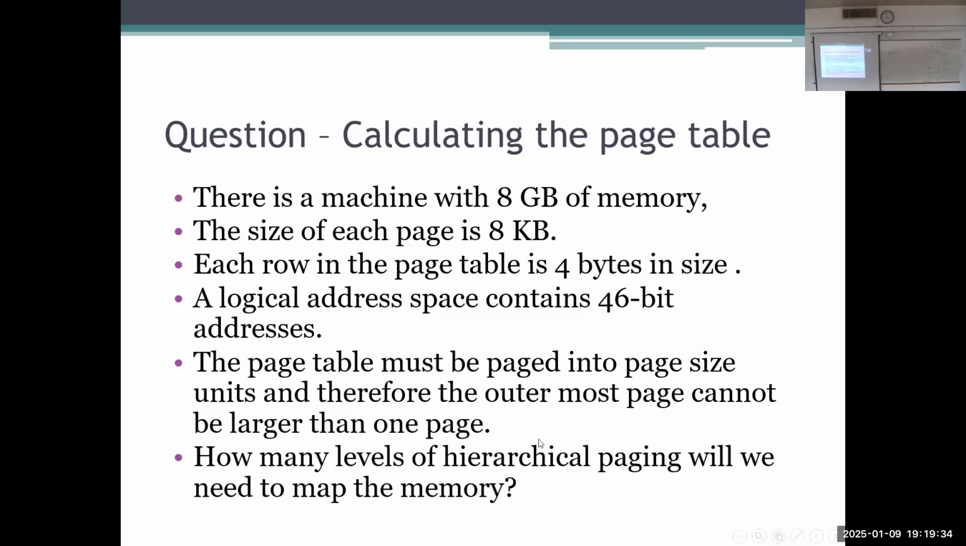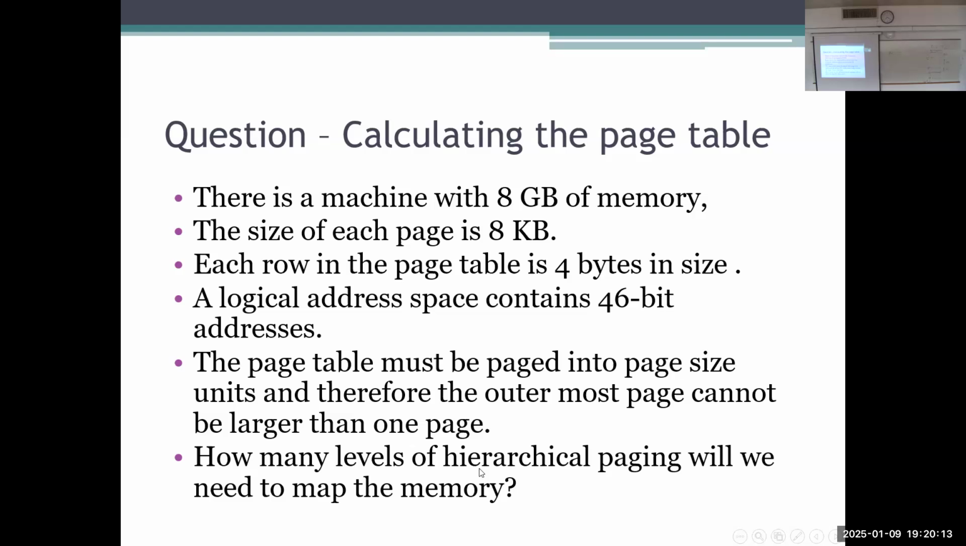The page table must be paged into page size units, and therefore the outermost page cannot be larger than 1 page. You understand that? We want the page table to be in page size units. Remember that the outermost page has to be contiguous, and the page table must be paged into page size units. Therefore, the outermost page has to fit into a page. It can't be bigger than 8 kilobytes. How many levels of hierarchical paging will we need to map the memory?